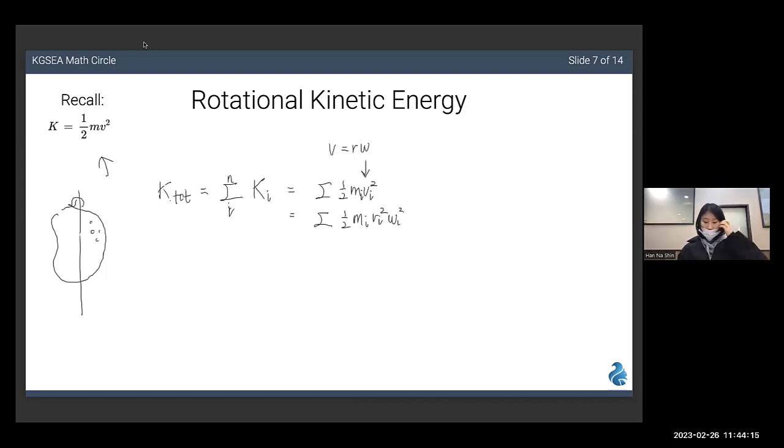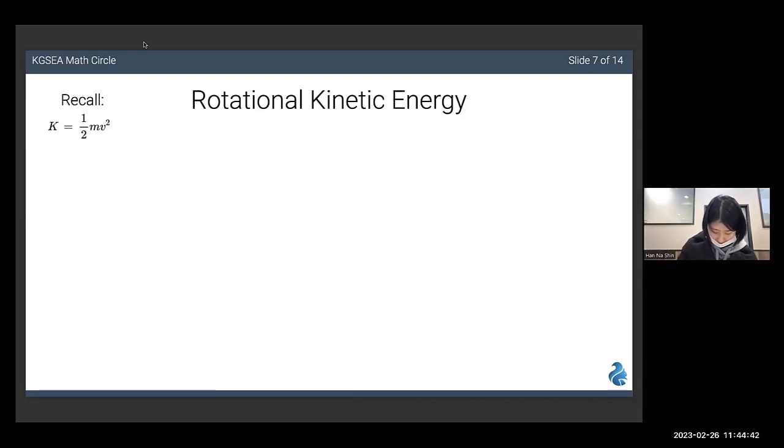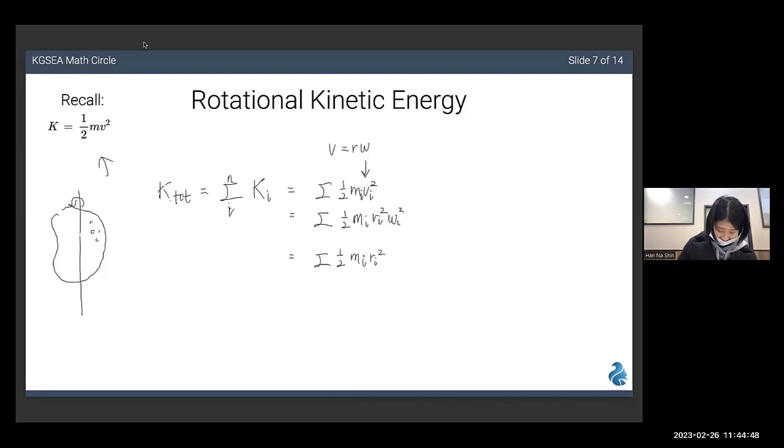squared. And from here, we can actually take out the omega because we know that omega stays constant. If an axis of rotation rotates one period, then that means all of the masses are traveling the same distance. That's just 2 pi radians. So we can move out omega squared, and let's also move out 1/2 because we know that that's also constant.